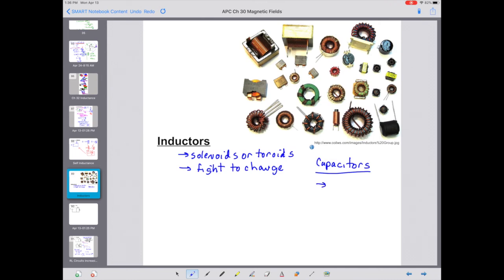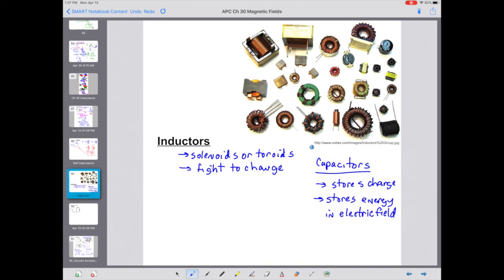A capacitor, in the simplest sense, is a circuit device, and it stores charge. And in storing that charge, it stores energy. And it stores that energy because we set up an electric field. So a capacitor is a device that stores energy in an electric field.